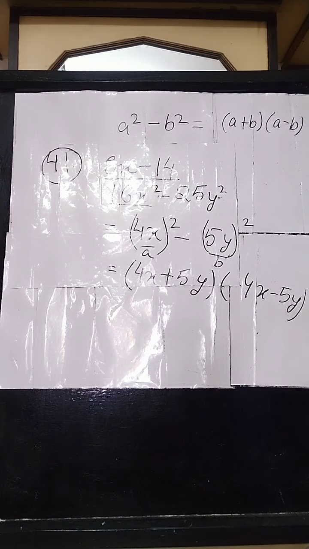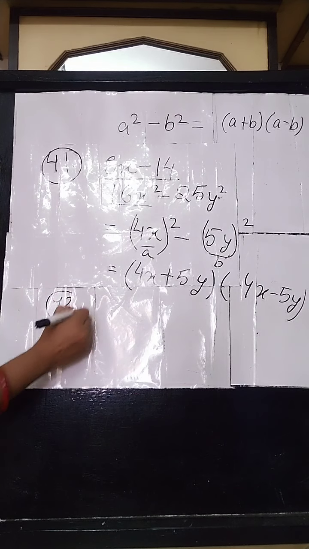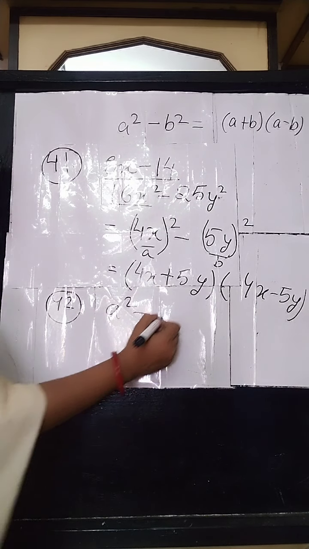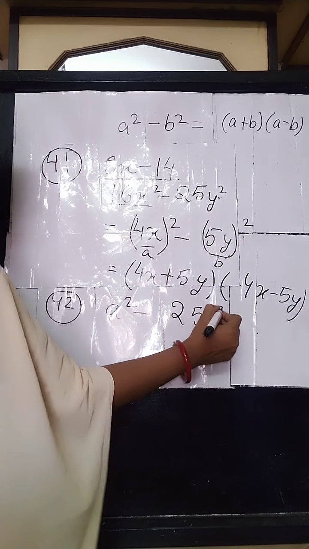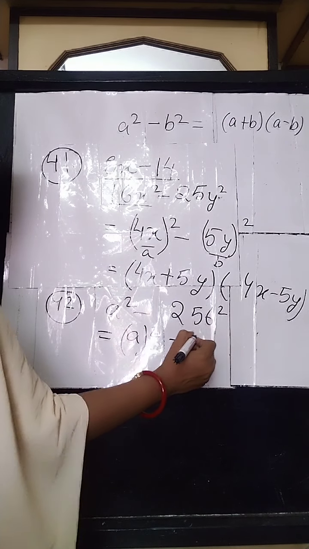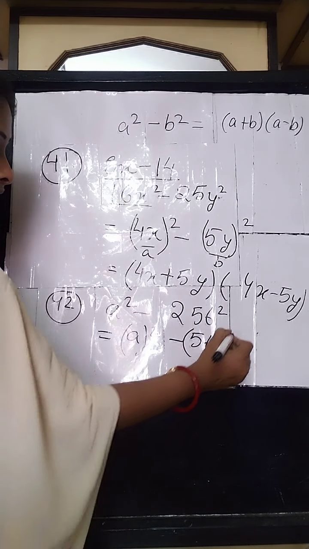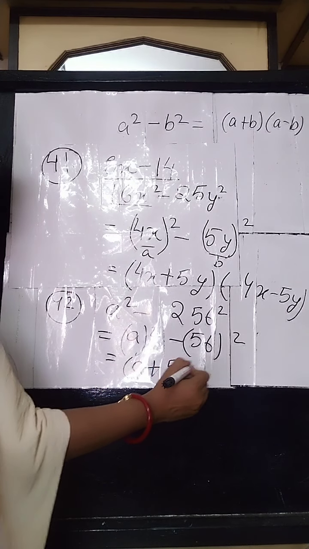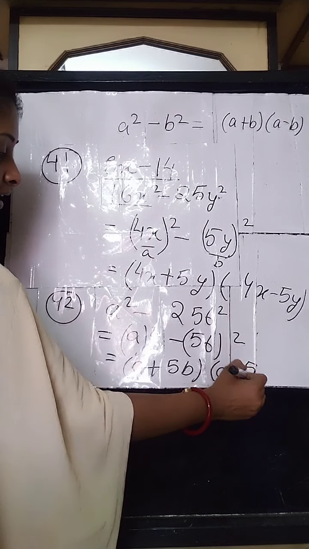Now we will solve the second sum, sum number 42. Sum number 42 is given as a square minus 25b square. Here we will write a whole square, and in this case we will write 5b whole square. So ultimately we are getting a plus 5b and a minus 5b.